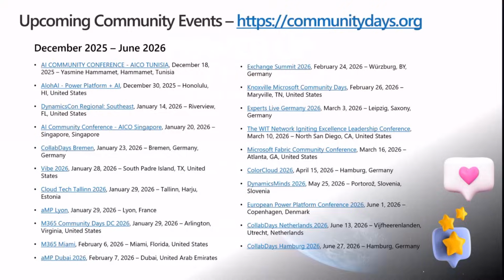But on top of that, there's a lot of other smaller events happening all around the world. The easiest way to find out what those are is to go to communitydays.org. This is one centralized location where you can see all of the different events, where you can meet other people in the community across the world. So from Tallinn to Germany, Slovenia, Honolulu, and so on. A lot of different opportunities for catching up with the community.